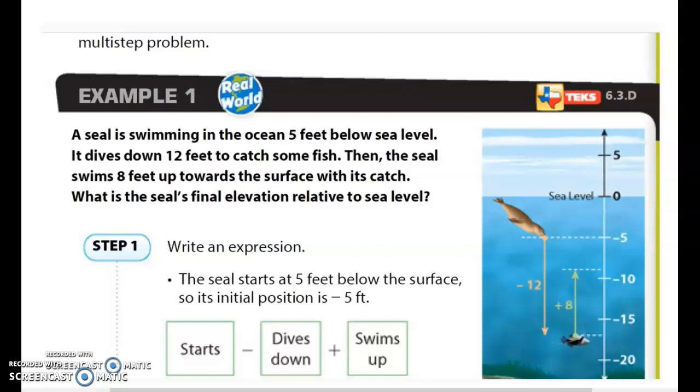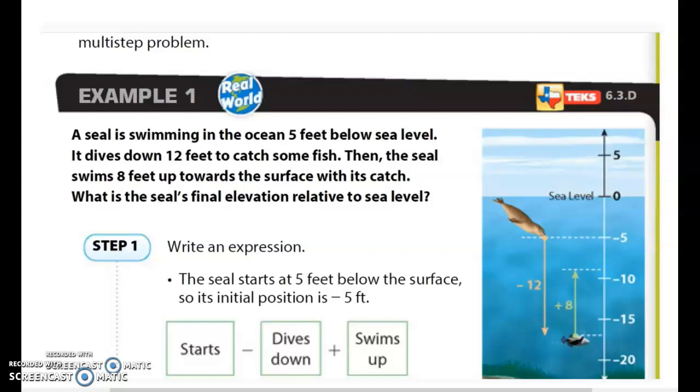We see that this seal in the picture is swimming in the ocean 5 feet below sea level. It dives down 12 feet. And we're going to associate diving down 12 feet with a negative number because if you notice the sea level is represented by 0. So anything below that is going to be considered a negative. Anything that starts below sea level and goes lower, again, we're going to associate with a negative number.